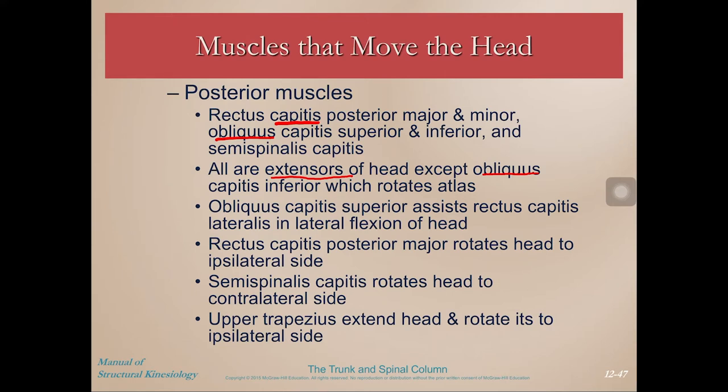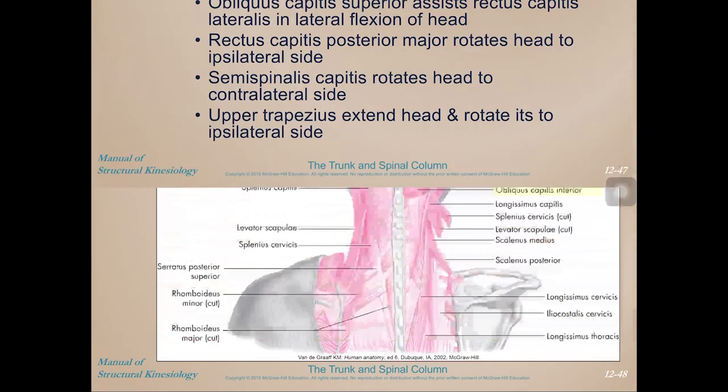Rectus capitis posterior major rotates the head to the ipsilateral side. Ipsilateral means to the same side. So to the same side that rectus capitis posterior is on, when it contracts unilaterally, it rotates the head to that same side. Contralateral means opposite side. And that's what semispinalis does. It rotates to the contralateral side. And then we have the upper trapezius, which is going to be the most prominent muscle in this region. It extends the head and rotates it to the ipsilateral side.